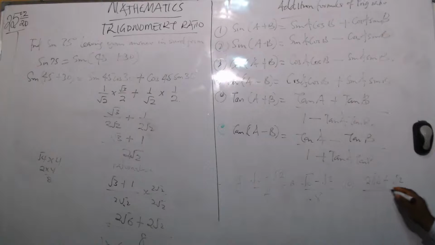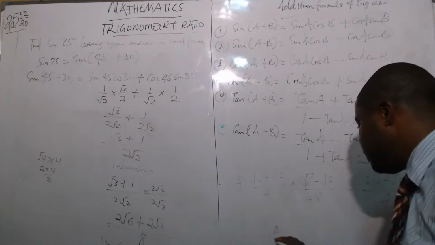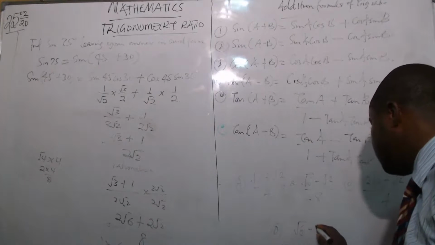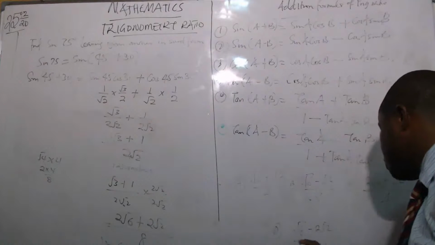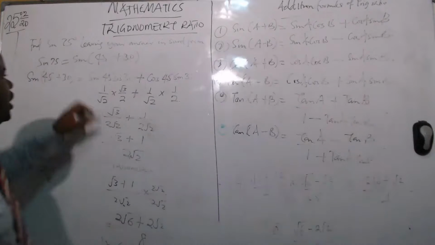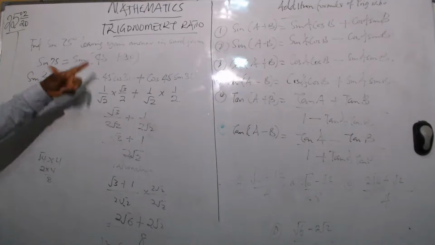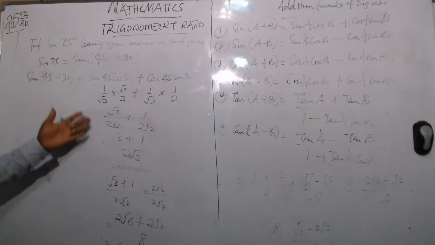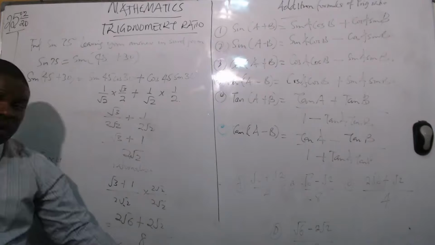Root 2 divided by root 4. Then we have root 6 minus 2 root 2 over 4. If we don't understand the concept of what we did before, then we will not be able to solve this. You can see we don't need a calculator to solve this. Then we have our answer.